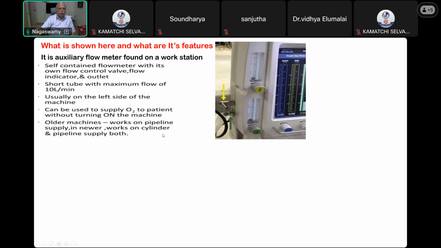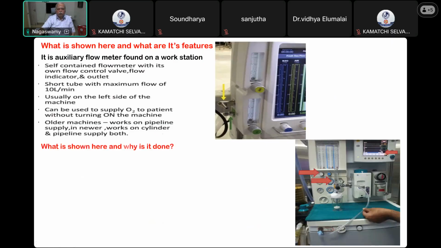It is self-contained and a short tube with a maximum flow of 10 liters per minute, usually on the left side of the machine. It can be used to supply oxygen to the patient without turning on the machine itself. The main power need not be switched on. In older machines it worked on the pipeline supply, but in the newer machine, both cylinder and pipeline can supply oxygen or air through this.